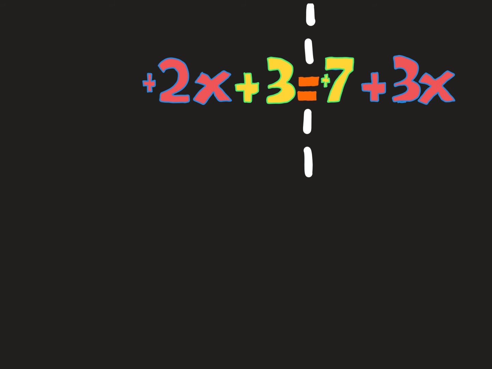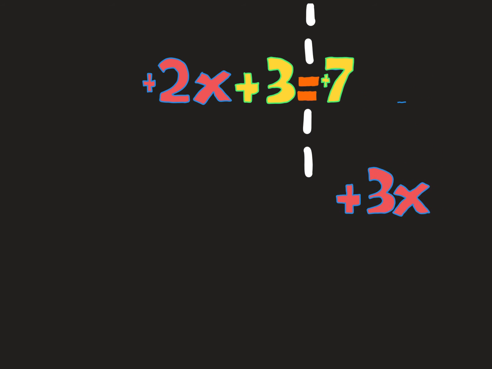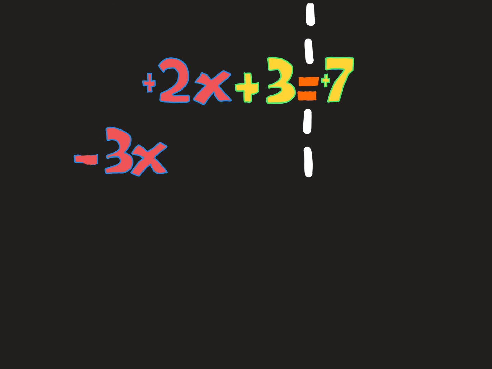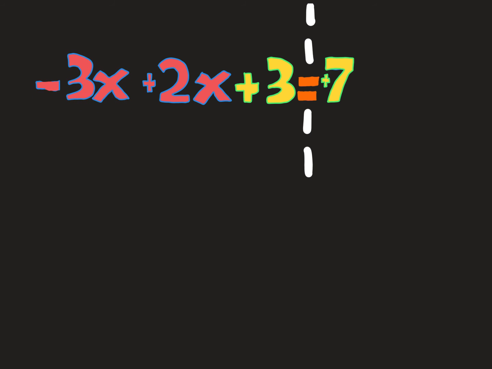So I'm going to take the 3x and I want to put that 3x over with the 2x because I want all the x's on one side. And when I pick it up and move it across the equal sign, notice when it hits that barrier, it turns into a negative 3x and I can put it on this side.